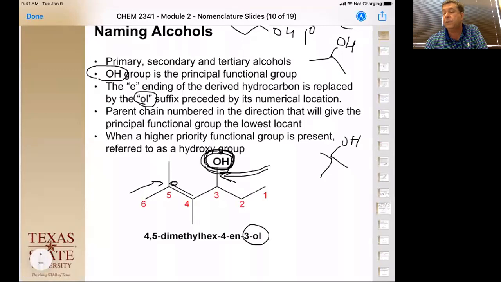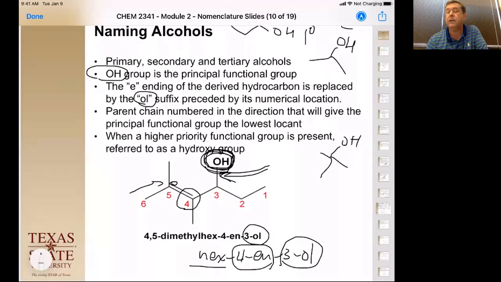We have a total of 6 carbons, which gives us hexane or hexanol. But wait, we have a double bond. We have to include that ene in there. And that ene starts on carbon number 4. So we have hex-4-en-3-ol. So this is telling you where the OH is. This is telling you where the double bond is. And this is telling you the number of carbons in the parent chain.